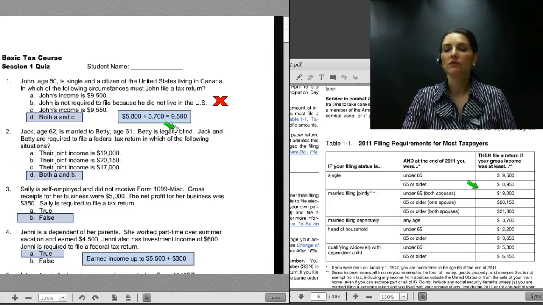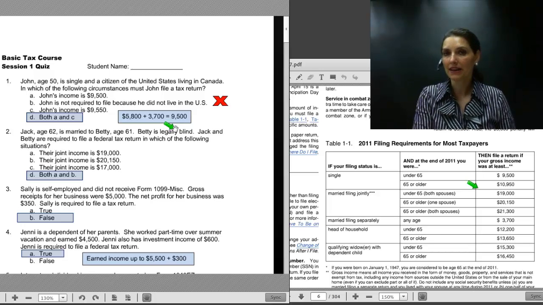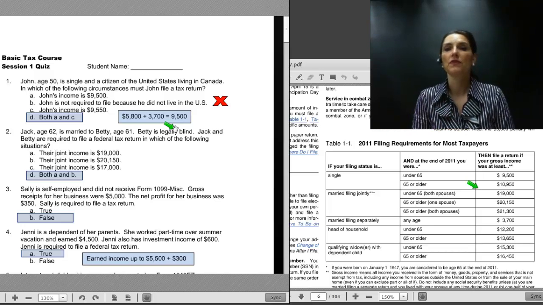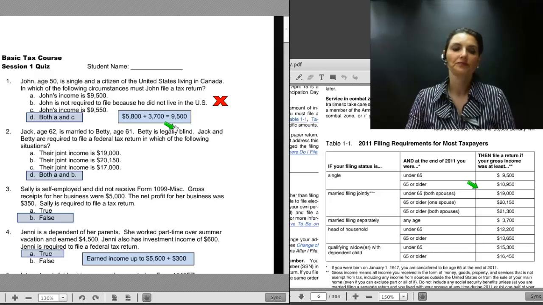Now, this legally blind issue with Betty, you might think that should push up her filing requirement, but for a taxpayer who is not a dependent, the blindness does not factor into their filing requirement. In other words, that additional standard deduction they are given for being blind does not increase the amount of income they are allowed to earn before they are required to file. Blindness only increases the amount of income that you may have before you are required to file if you are a dependent, as the rules in Table 1.2 show.